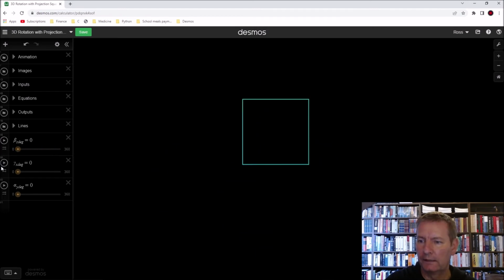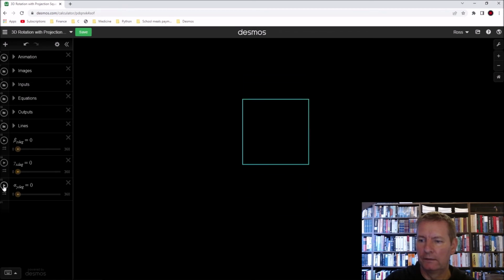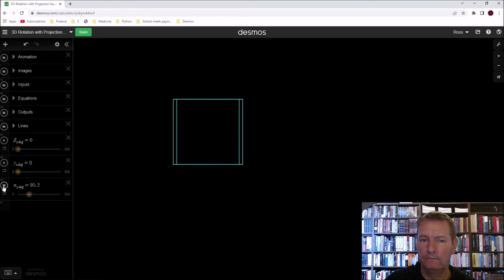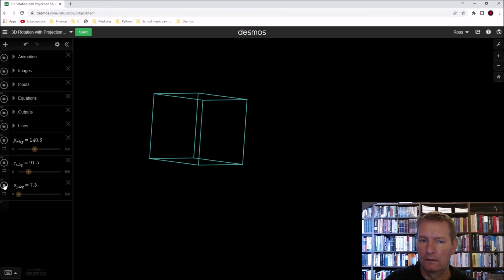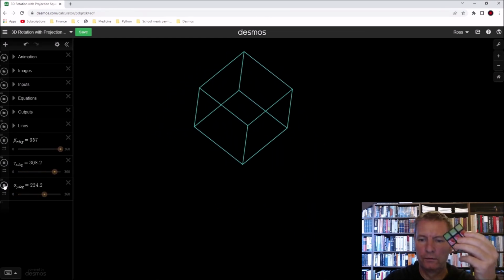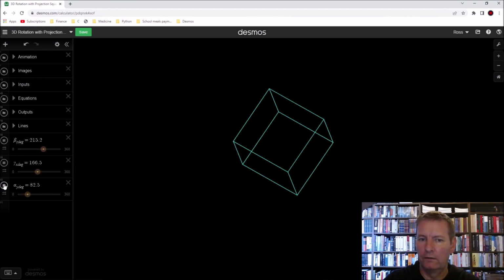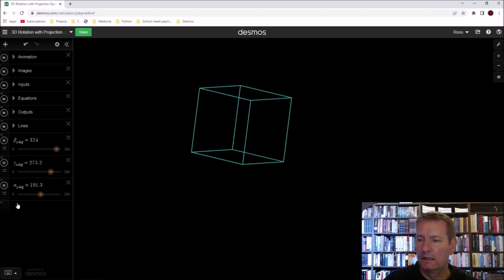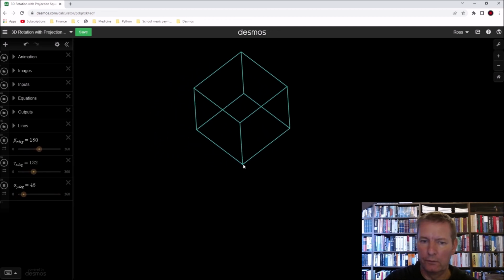So now we'll rotate it in the x-axis, and we can rotate it in the y-axis. Finally, we'll let it run, and we'll rotate it in all 3 axes. So there we have our cube rotating in space in all 3 axes, and it's fixed at this point here, which is the origin.